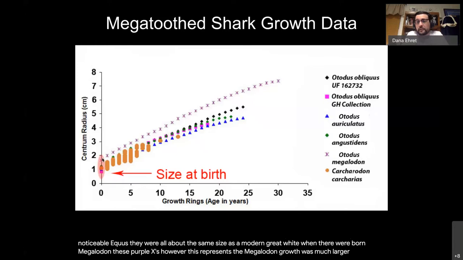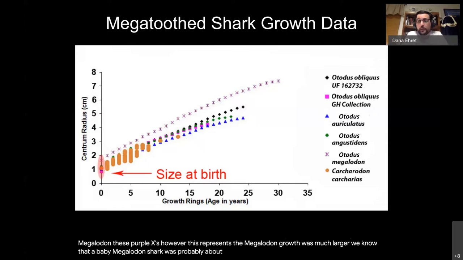We know that a baby megalodon shark was probably about 6 feet long when it was born. And looking at the rates of growth, how big the vertebrae, the backbone got as the shark grew in age is one way to look at growth rates. And what we saw was that a lot of the ancestors, angustidens, auriculatus, Otodus obliquus, when compared to modern great whites, these orange bars here, they grew at similar rates. Megalodon, however, was doing something very different.